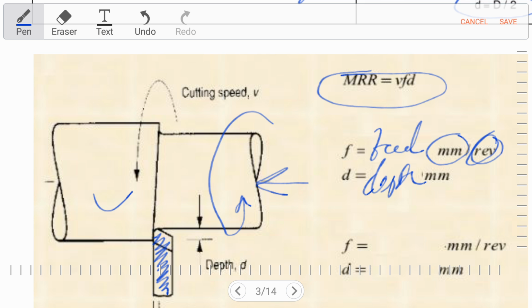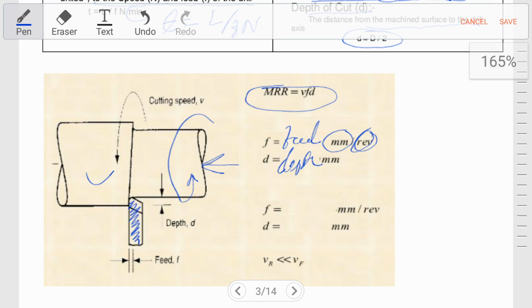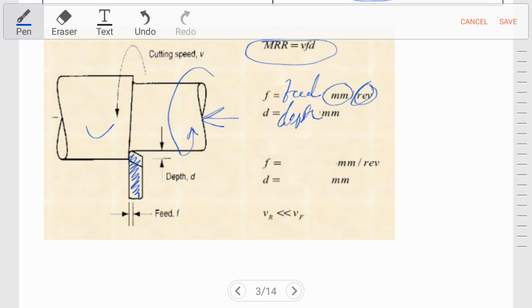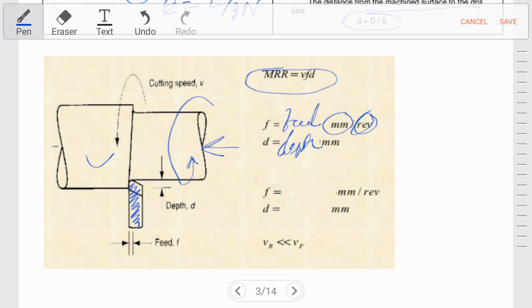Okay, so I think this information is enough for MCQ. Now let's move to the next question.